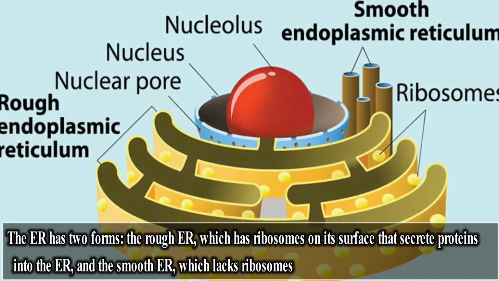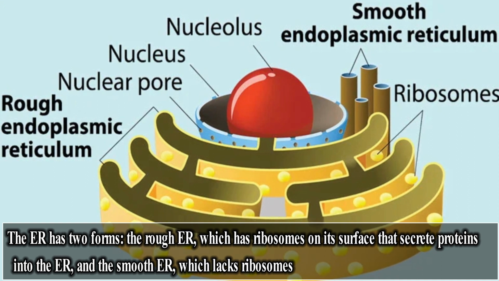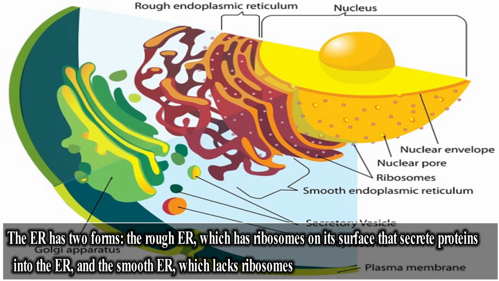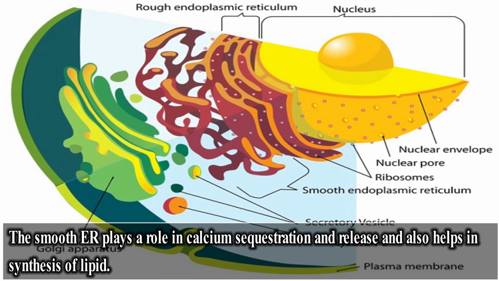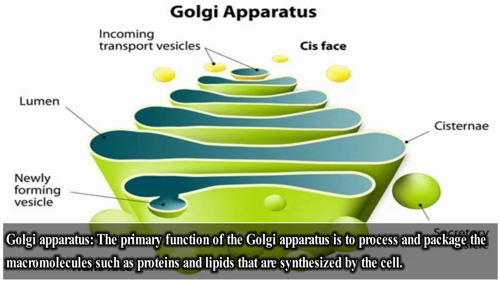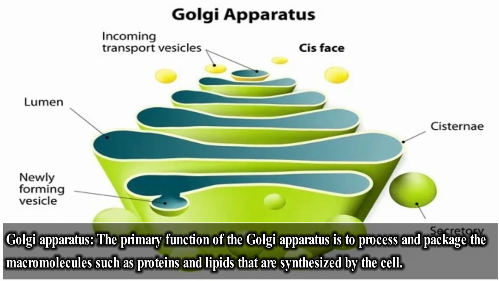The ER has two forms: the rough ER, which has ribosomes on its surface that secrete protein into the ER, and smooth ER, which lacks ribosomes. The smooth ER plays a role in calcium sequestration and release and also helps in the synthesis of the Golgi apparatus. The primary function of the Golgi apparatus is to process and package the macromolecules such as proteins and lipids that are synthesized by the cell.